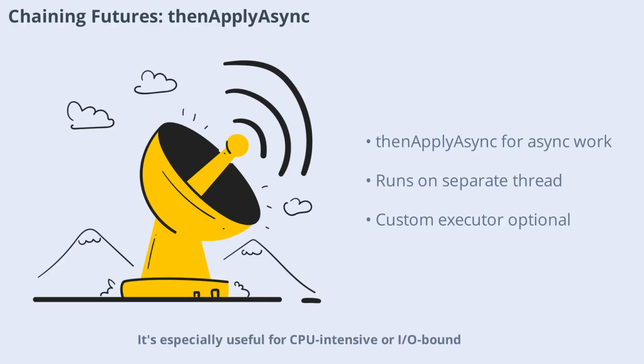It's especially useful for CPU-intensive or I/O-bound operations that shouldn't run on the main thread. Like other async methods, you can provide a custom executor for even more control. This flexibility helps you build responsive and scalable applications.